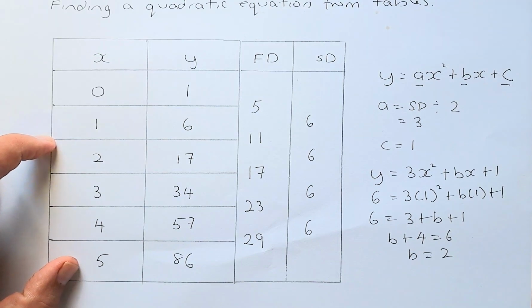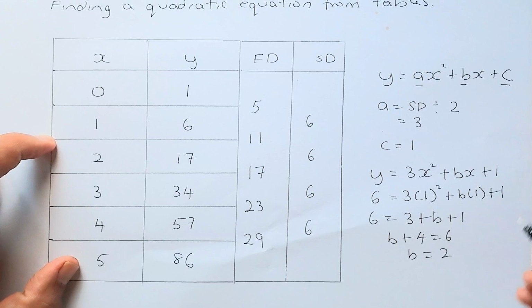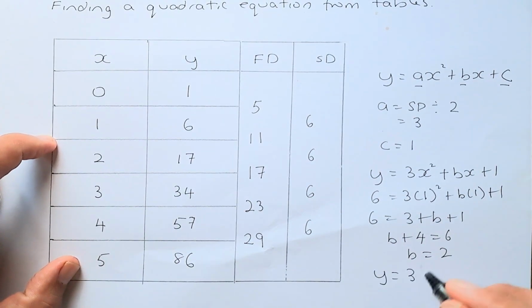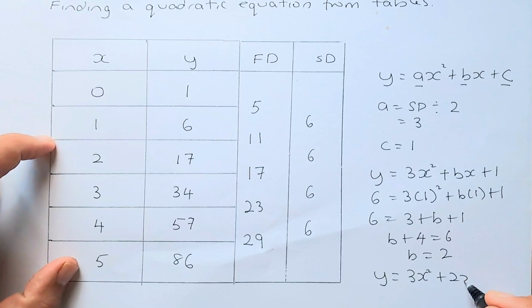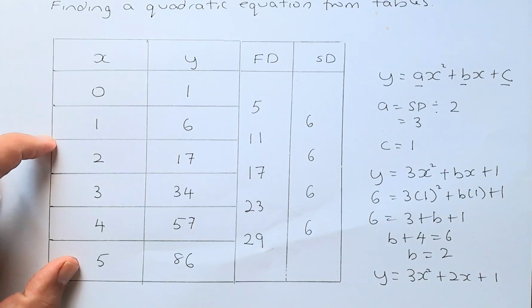Once you have found your b, you put it into the equation, since a and c are also known. So your final equation is y equals 3x squared plus 2x plus 1, because a is 3, b is 2, and c is 1. So that is the equation.